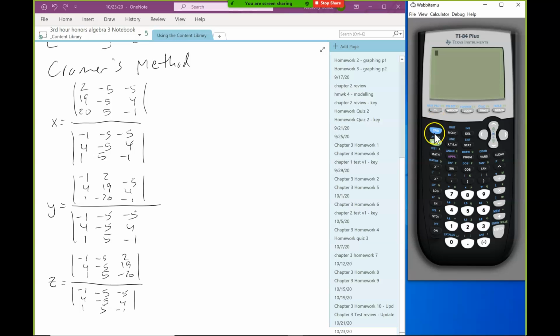So I'm going to go ahead and make my fraction. To do that, I'll press alpha and the y equals button and choose that first option. In the numerator of my fraction, I want the determinant of, in my case, matrix D. To get the determinant command, I'm going to press second and the matrix button, go over to the math menu, and choose the first option, which is DET.